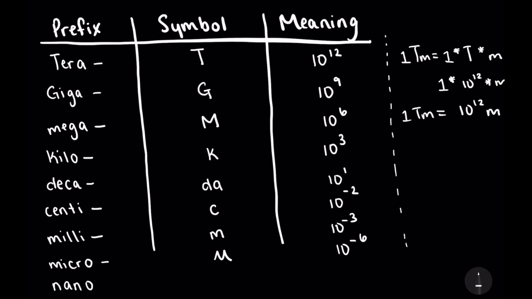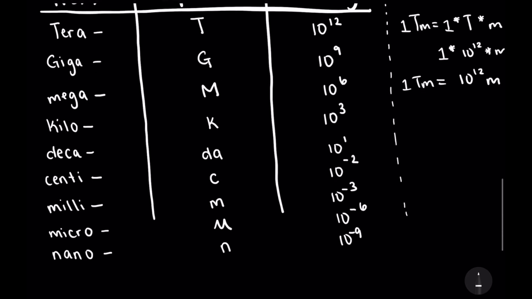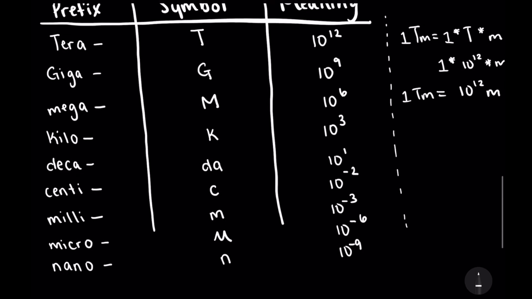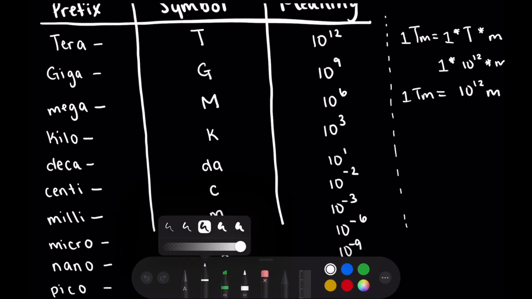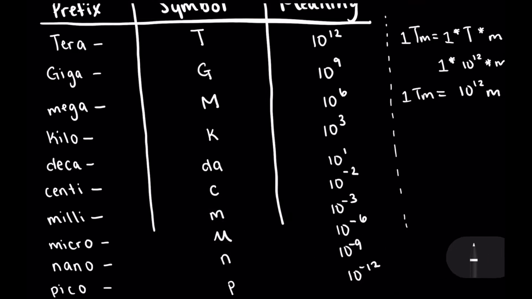Nano, which you probably will see in the later sections on like physics of the atom and things like that. It's a common N and it means 10 to the minus 9. And finally, we have the pico, which is a common P and it means 10 to the minus 12, right? Okay, so I know I just said a lot.